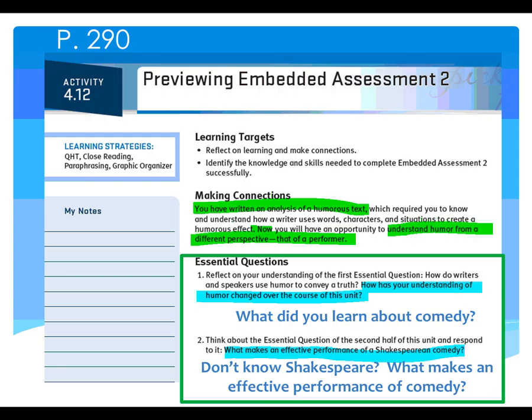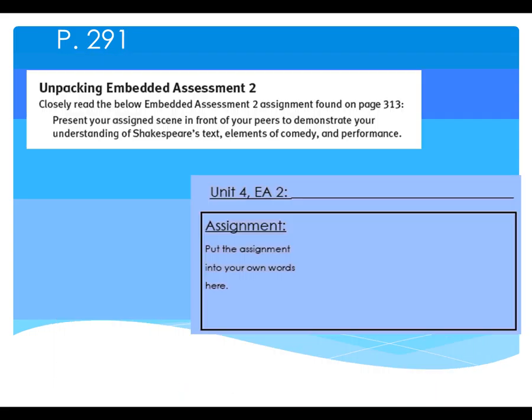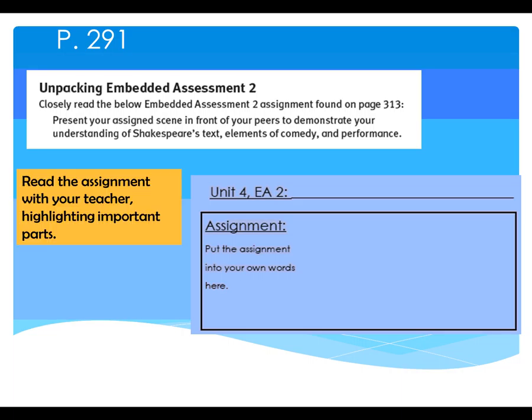So what exactly do actors and comedians do in their performance that we know is effective and we know is comedic? Sure? Okay, they're going to exaggerate their facial expressions, maybe their body movements. Anything else? Yeah, Christian? Good. They have a lot of inflection. They're speaking with emotions. They're changing their voice.